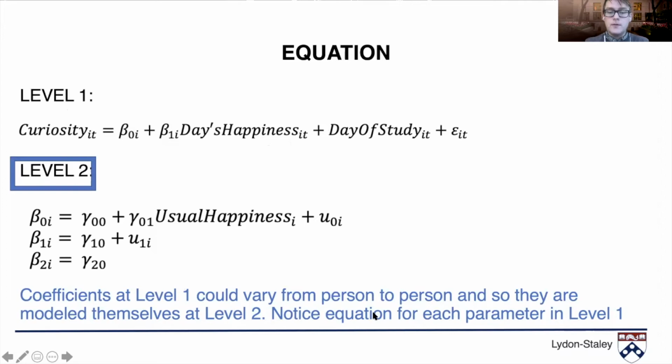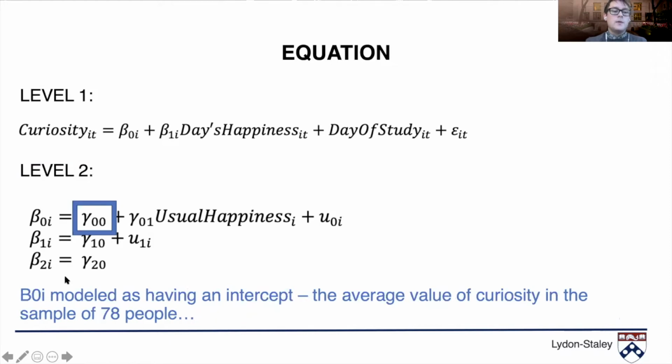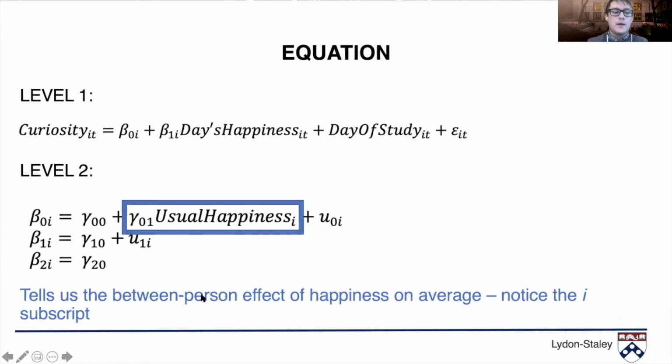You can notice there's an equation for each parameter in level 1: an intercept, the slope for day's happiness, and the slope for day of study. This intercept is modeled as having an intercept itself, which is the average value of curiosity in the sample of 78 people that we have.